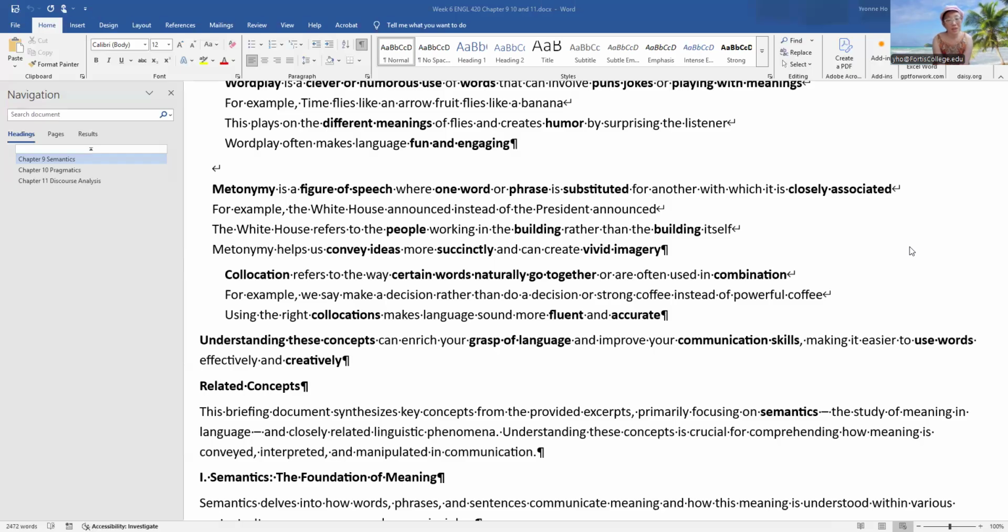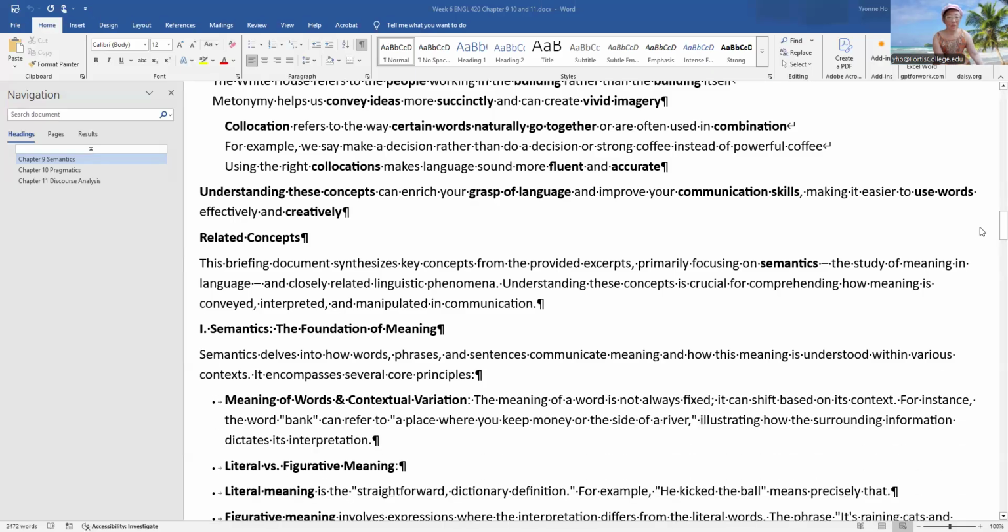So for ESL students, collocation is something you just have to learn from being around native speakers of the language. So using the right collocations makes your language sound more fluent and accurate. So if you're an ESL student and you use the wrong collocation, people are going to not understand you, okay? So that's why you have to understand collocation. Understanding these concepts can enrich your grasp of language and improve your communication skills, making it easier to use words effectively and creatively, especially with figures of speech. If you use one word for another, it's a great way to add imagery to your poems. So I love to write poems.